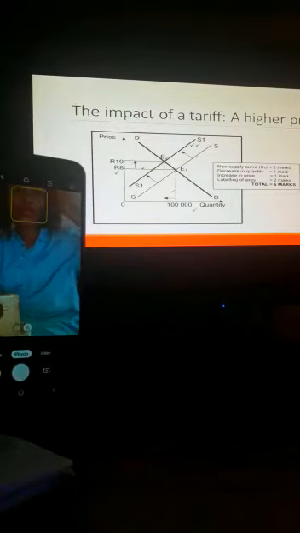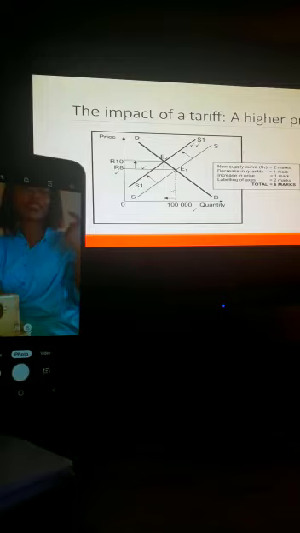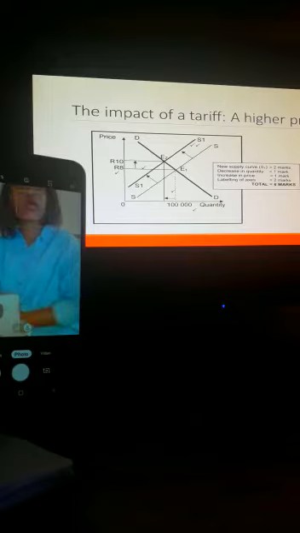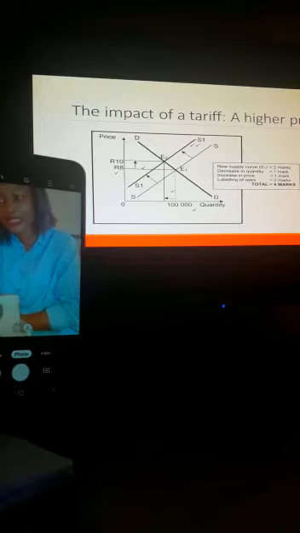At this point, this is what we were demanding, and this is what was being supplied in the economy, including the international market. So now the government realizes that local industries are affected. How can we help these local industries? They then start charging international markets a certain levy to bring goods into the country.